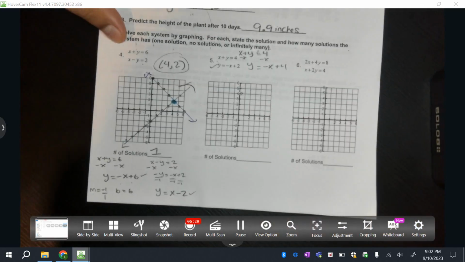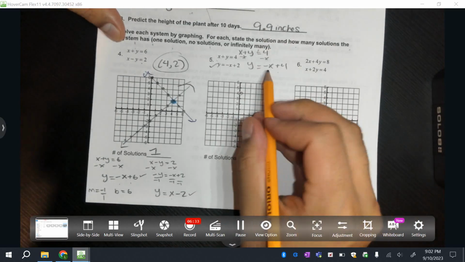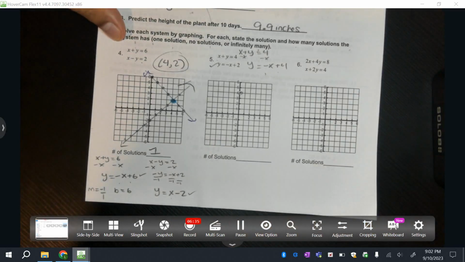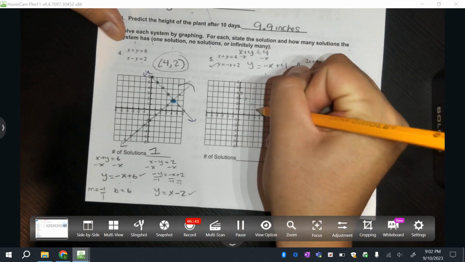Alright, so start off with your y-intercept of plus 4. Again, we have a slope of negative 1. We know when you have a slope of negative 1, think of it as negative 1 over 1. So we're going to go down 1, right 1, down 1, right 1, down 1, right 1.